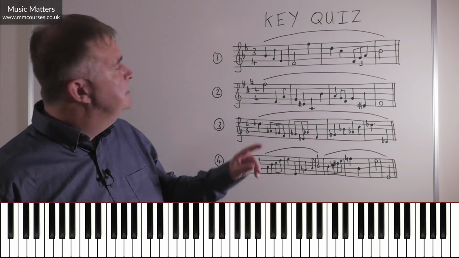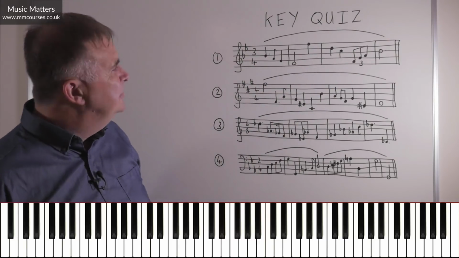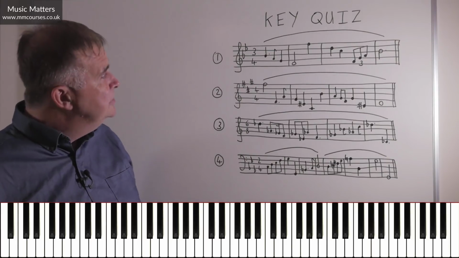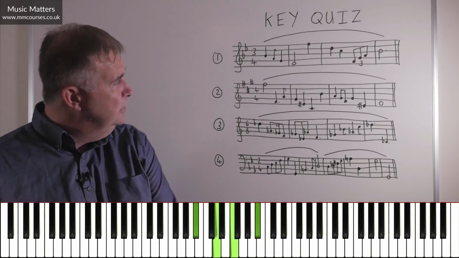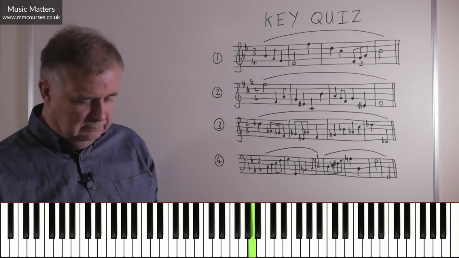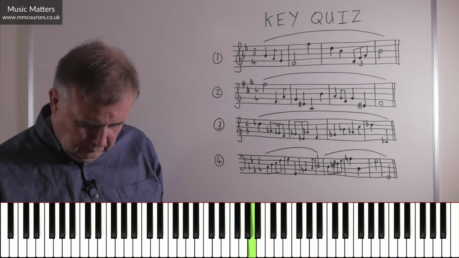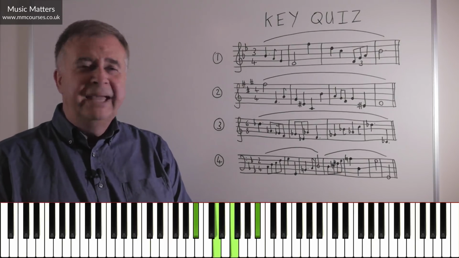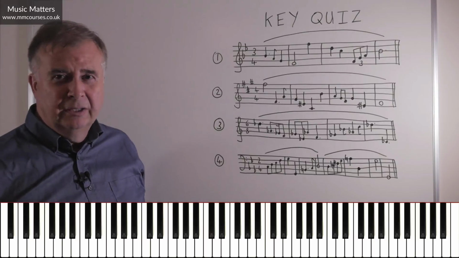As it turns out in this melody, the first note's B flat, the last note's B flat, so it sort of confirms B flat major. And if I just play that to you, here's a chord of B flat major. The first little tune goes like this. So it sounds like a major piece, doesn't it? So there we are, B flat major is our first example.